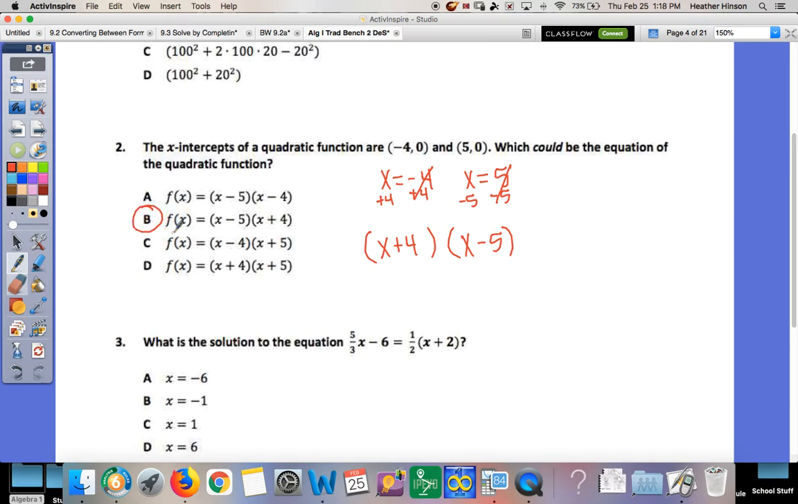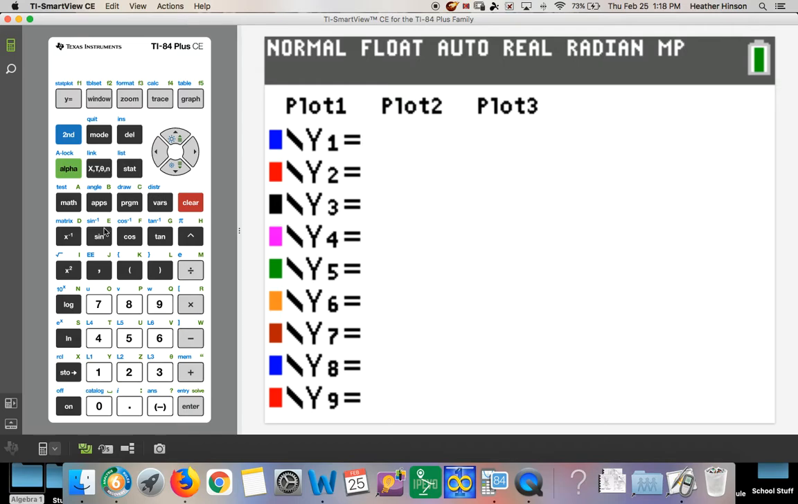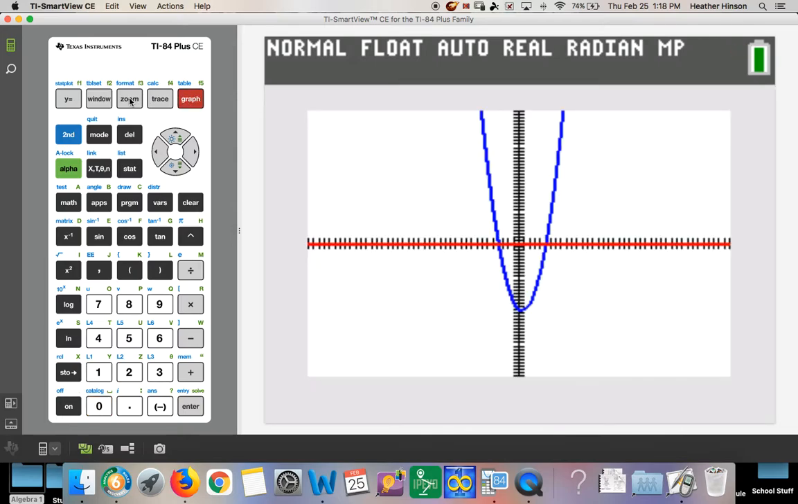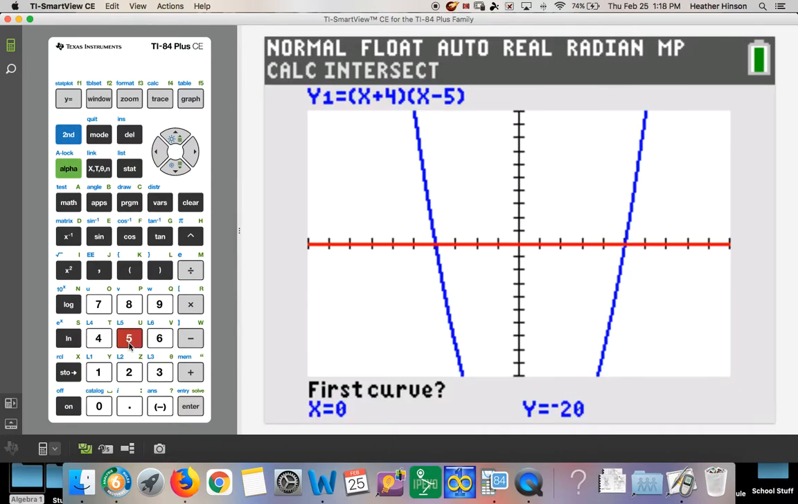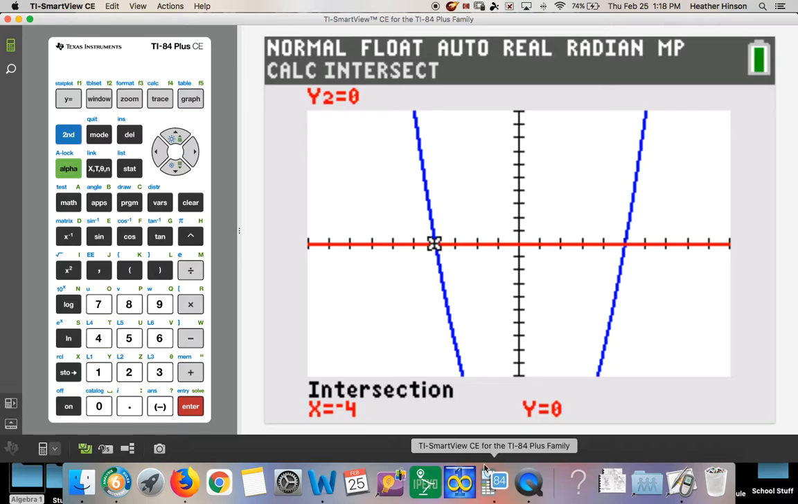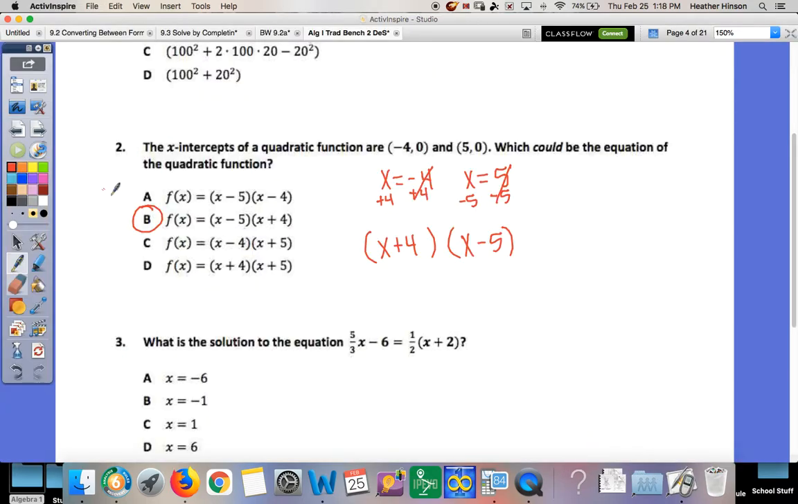You could also just solve all of these for x if you wanted to do it that way. Or you could plug each one of these into your calculator. So x plus 4, x minus 5. Take your answer choices, put 0 in y2, and do second trace 5, and see which ones would give you the correct answers. See which ones would give you negative 4 and 5. Whichever way you do it, you're going to get B.